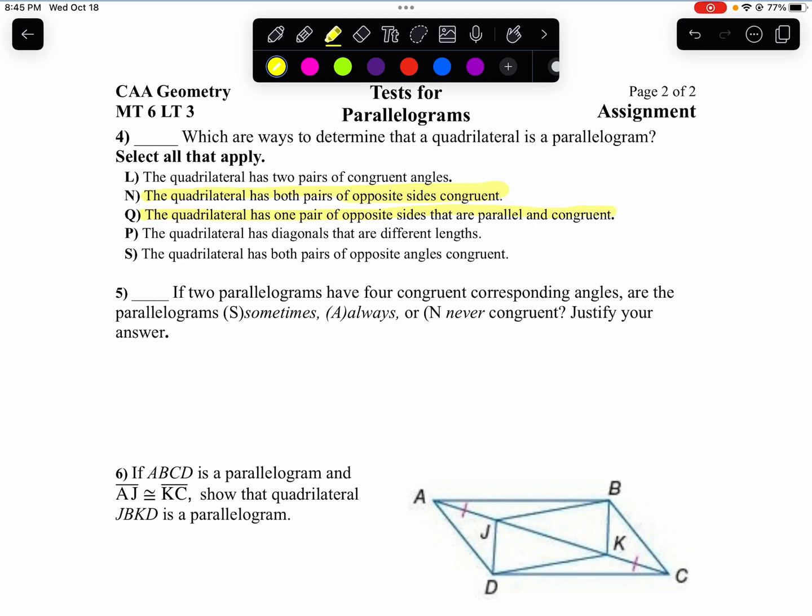The quadrilateral has the diagonals that are different lengths. They can be different lengths, but that doesn't make it a parallelogram. The quadrilateral has both pairs of opposite angles congruent. There you have that one.